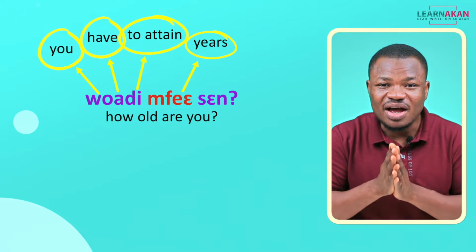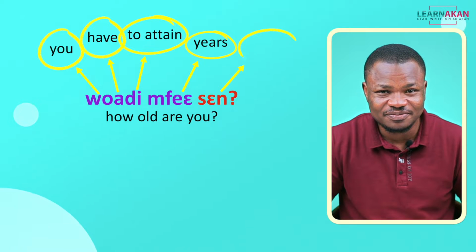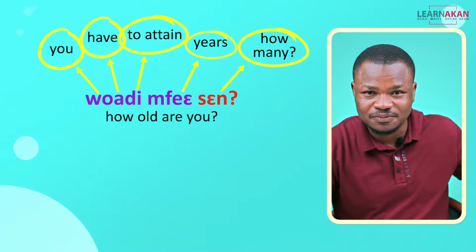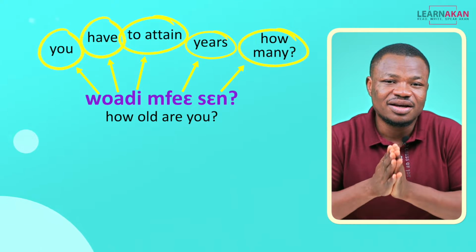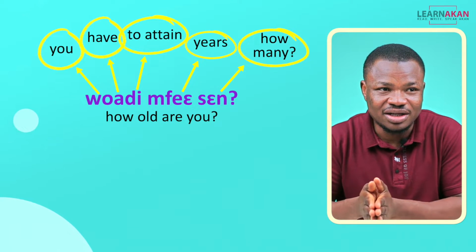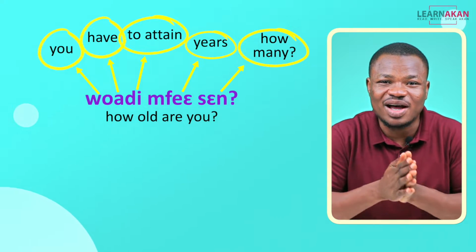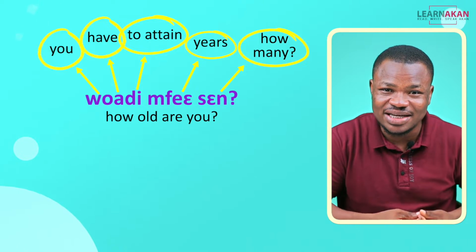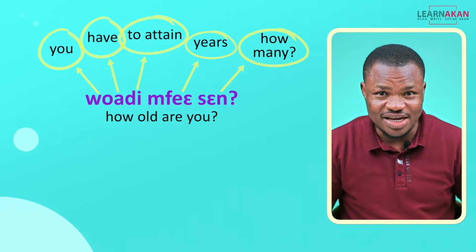Years. And then we have the question word sɛn, how many? We have a lesson on this, it's up here. So when you are asked, wodi mfie sɛn, literally you are being asked, you have attained how many years? So how many years have you attained so far? Wodi mfie sɛn. Now with this question, we are assuming that you are at least a year old.